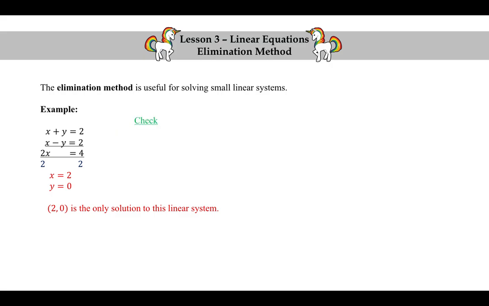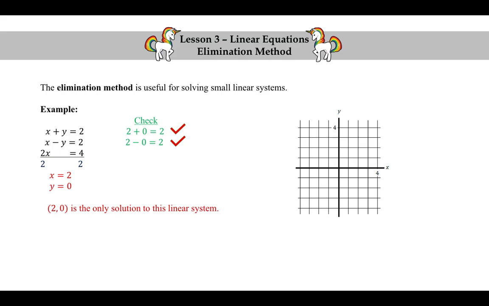Let's just check that the point (2, 0) actually satisfies this system. For the first equation, when we replace x by 2 and y by 0, we get 2 + 0 = 2, which is true. For the second equation, we get 2 - 0 = 2, which is also true.